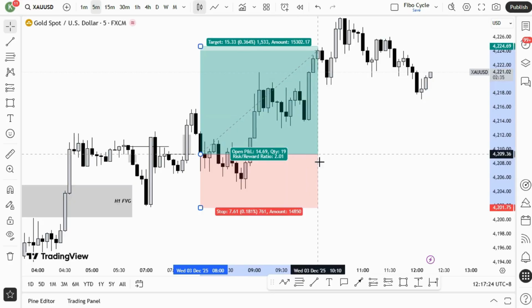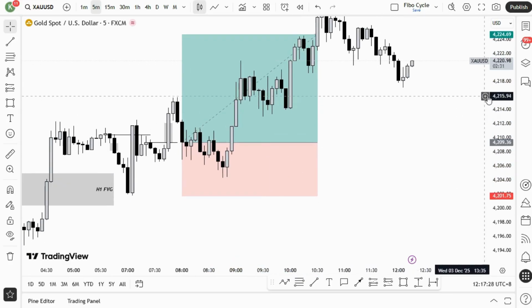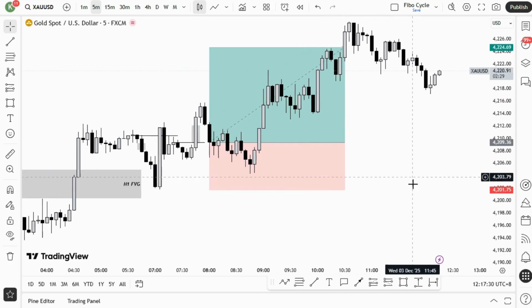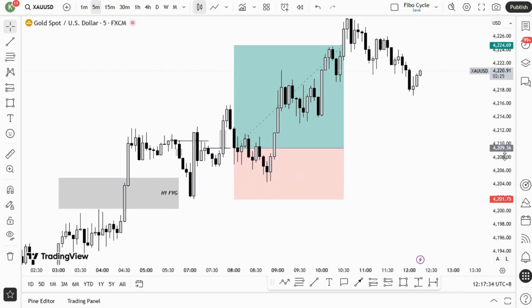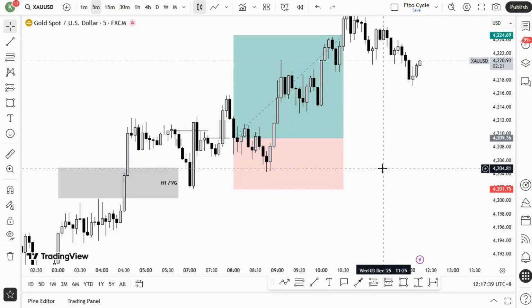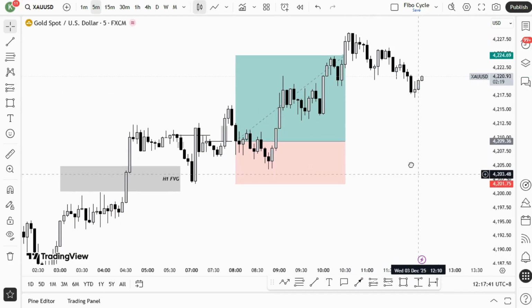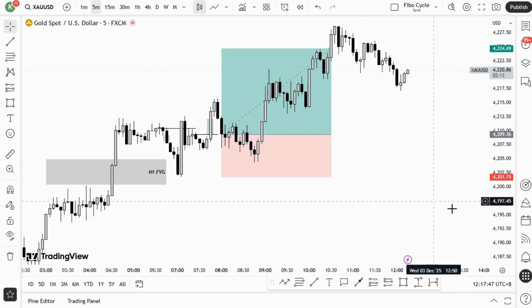So this was my entry and price went on to take profit. I'd say this is a good trade, I believe, and it fulfilled all my requirements. So that is all for today's trade recap video, and here's a screenshot of my MT5 chart of the trade I took and the result.